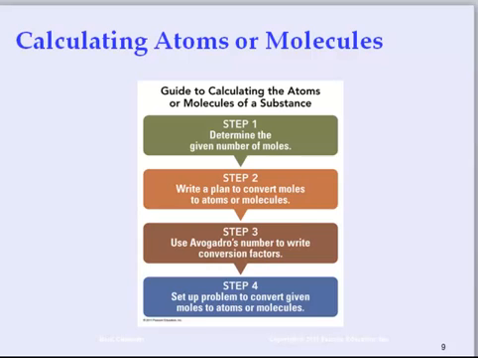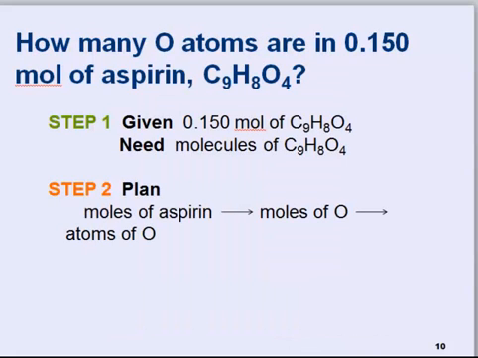So pretty much we're going to complete this section in which we have learned how to calculate atoms or molecules. The first thing to determine is the number of moles that are required. Write a plan to convert moles to atoms or molecules, and use Avogadro's number to write a conversion factor. So let's try a problem: how many oxygen atoms are in 0.15 moles of aspirin? What is given to us is 0.15 moles of aspirin.